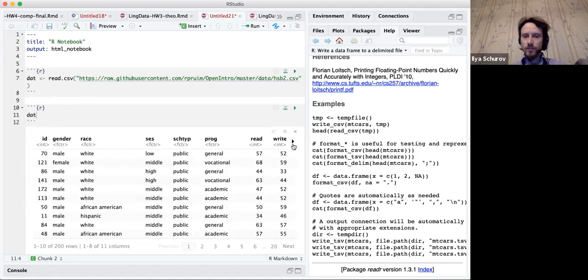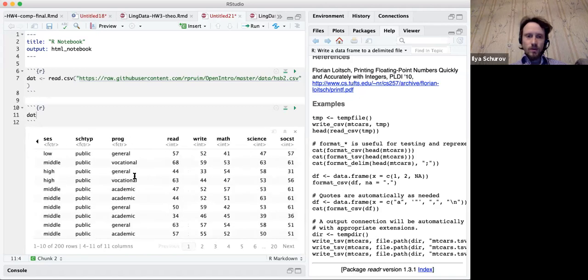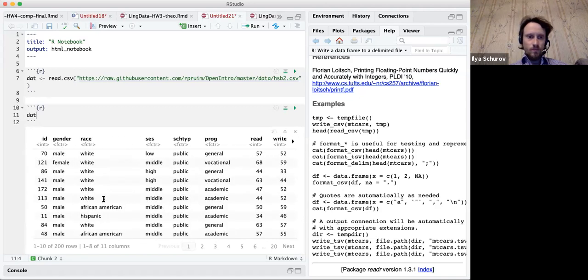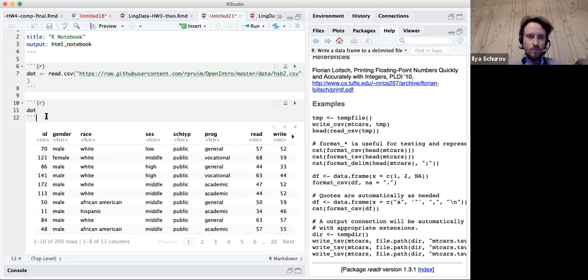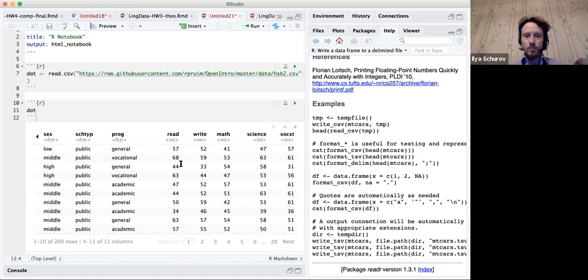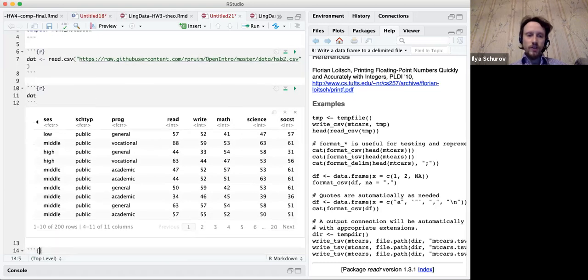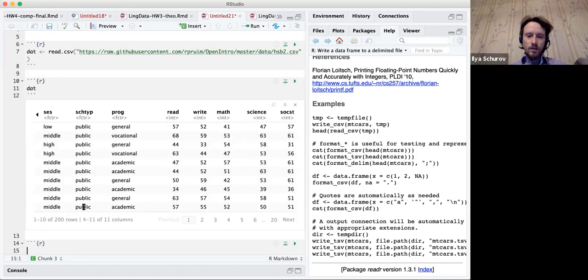This is our data. And let us try to do some regressions. For example, we are interested in the relation between some variables here. For example, what can we say about math and science?